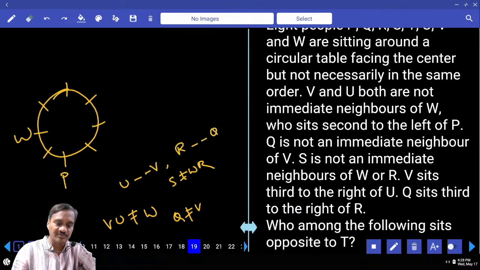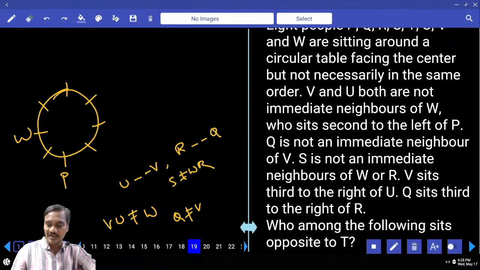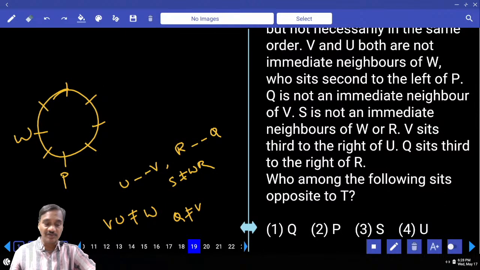Now this is the information given. With the help of this information, tell me what is the final arrangement. Then who among the following is opposite to T?